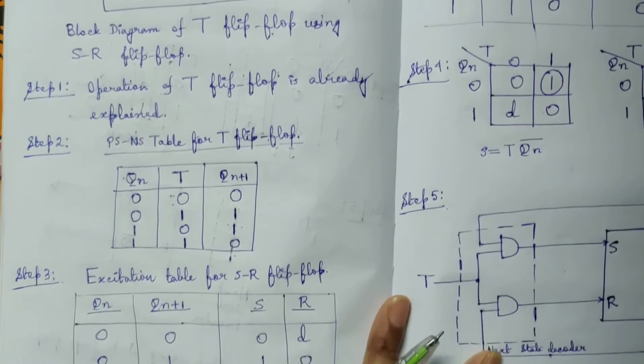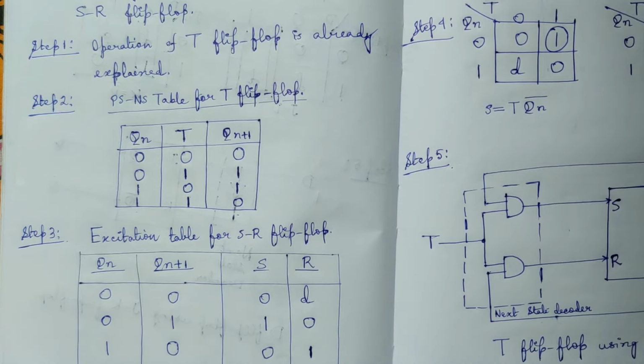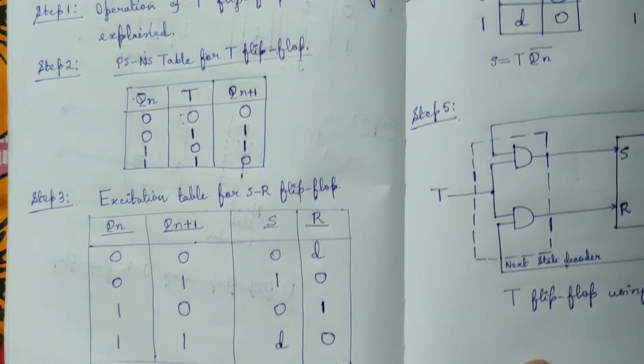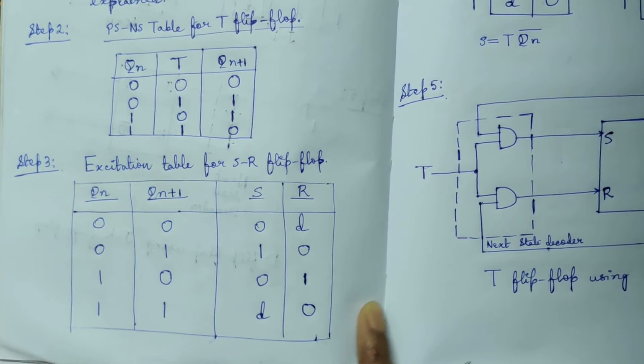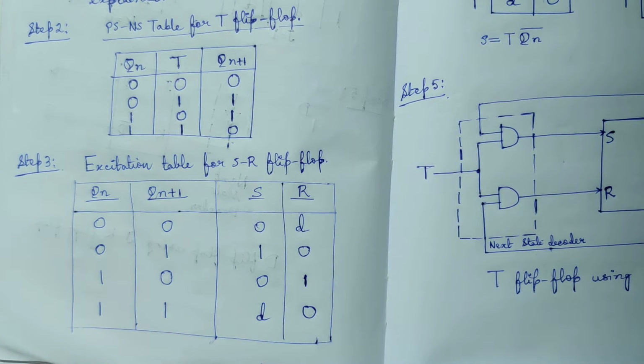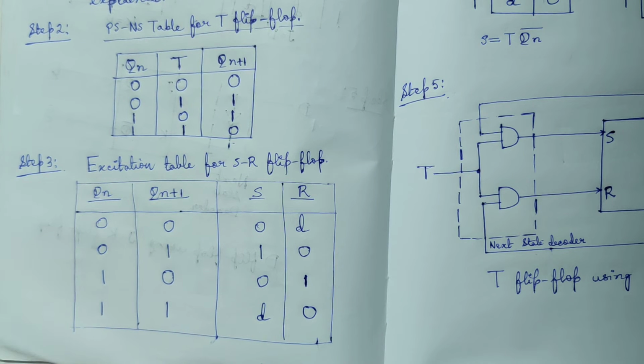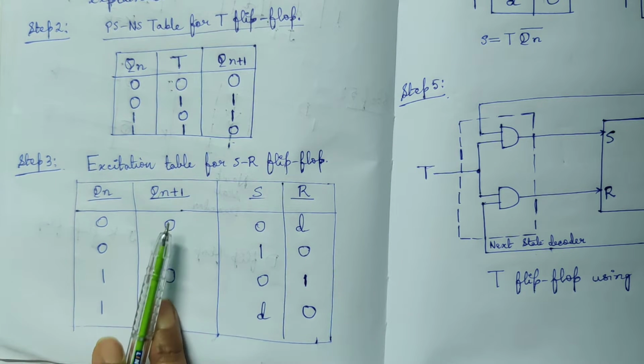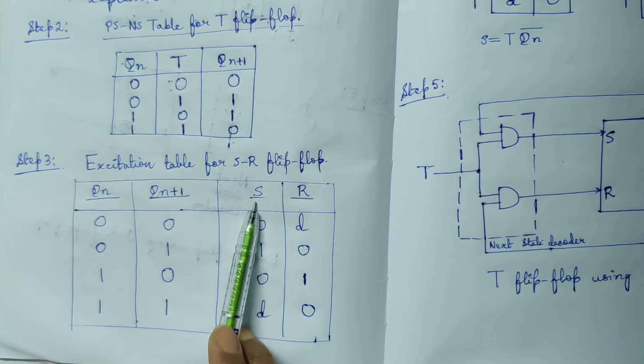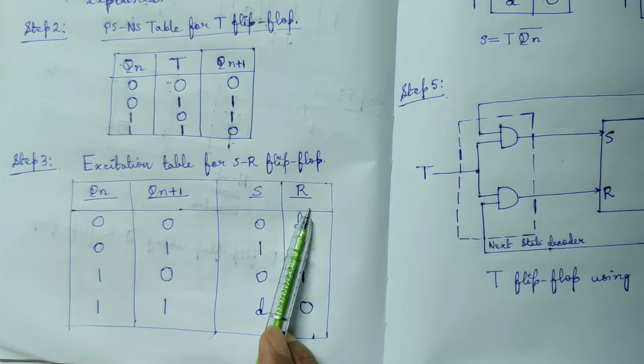Now coming to step 3. In step 3, first we have to find the excitation table of SR flip-flop. This is already known to all of you, so I am not going to explain it again. Just giving you an overview of this excitation table: Qn is the present state output, Qn plus 1 is the next state output, and S and R are the inputs to the SR flip-flop.